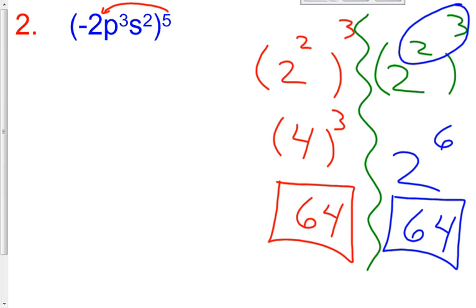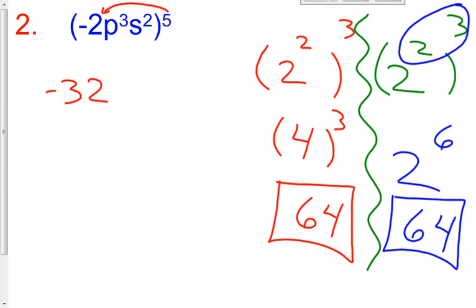Positive 4 times a negative 2 is a negative 8. A negative 8 times a negative 2 is a positive 16, and a positive 16 times a negative 2 is a negative 32. If you don't want to do that in your head and you want to use your calculator, that is just fine with me. But a negative 2 raised to the 5th is a negative 32.